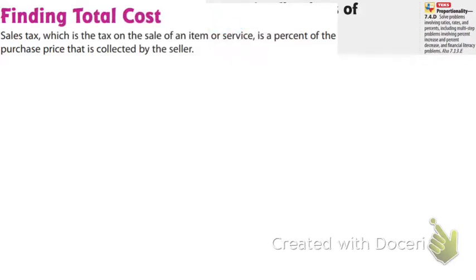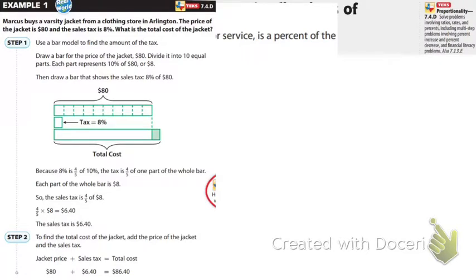Sales tax, which is a tax on the sale of an item or service, is a percent of the purchase price that is collected by the seller. They give us this example here. Marcus buys a varsity jacket from a clothing store in Arlington. The price of the jacket is $80, and the sales tax is 8%. So they're asking us, ladies and gentlemen, what is the total cost of the jacket?